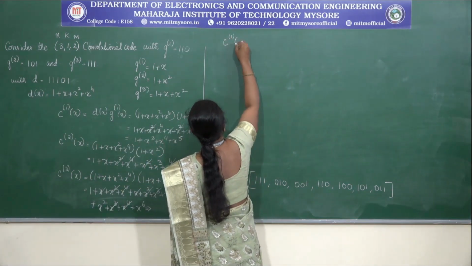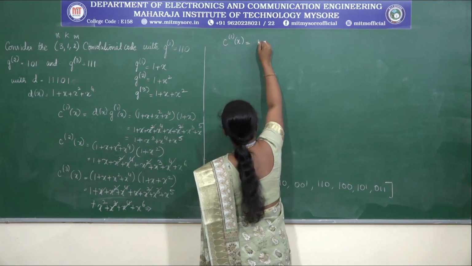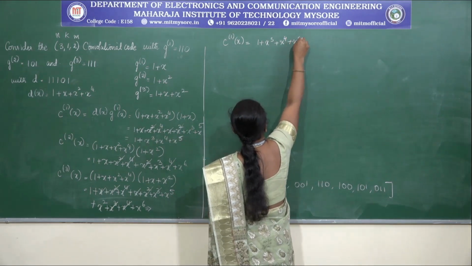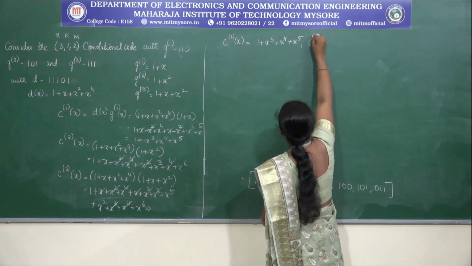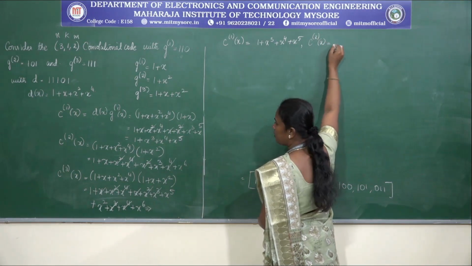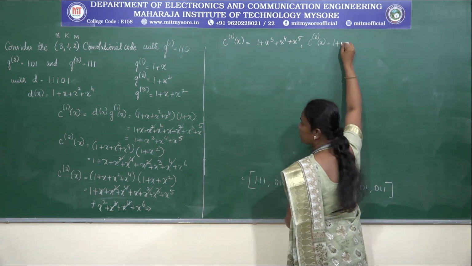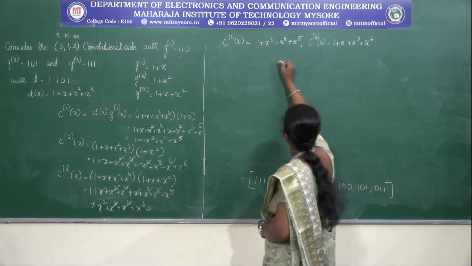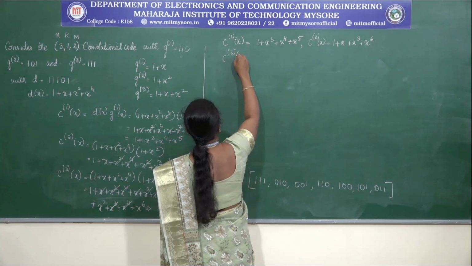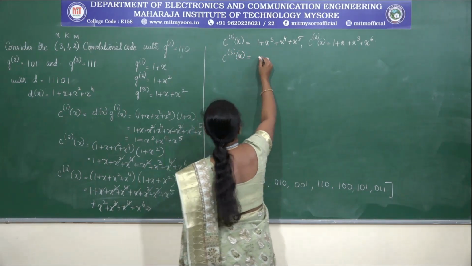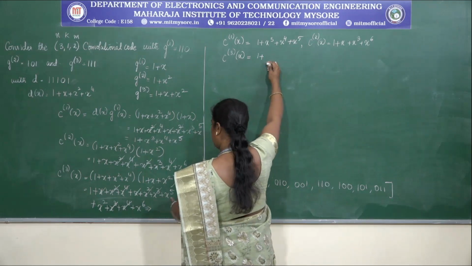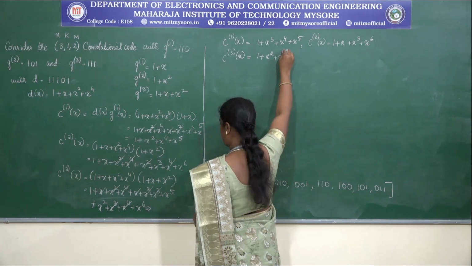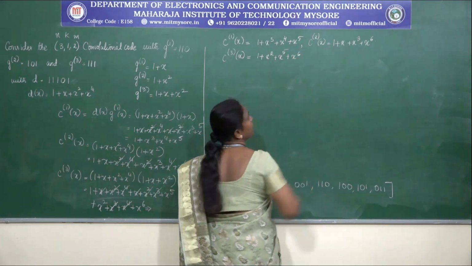So your C1 of x is 1 plus x to the power of 3 plus x to the power of 4 plus x to the power of 5, and your C2 of x, after simplification, we get 1 plus x to the power of 3 plus x to the power of 6, and similarly your C3 of x is 1 plus x to the power of 5 plus x to the power of 6.